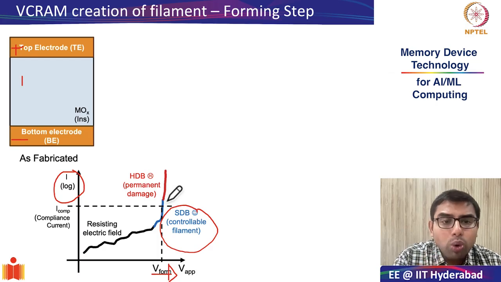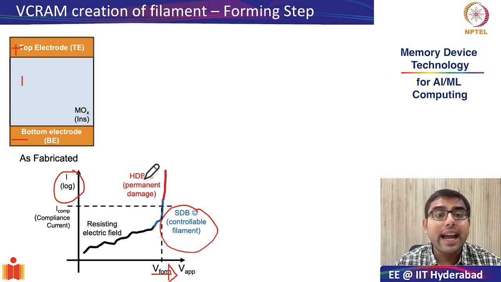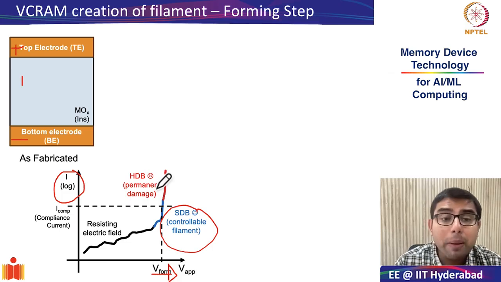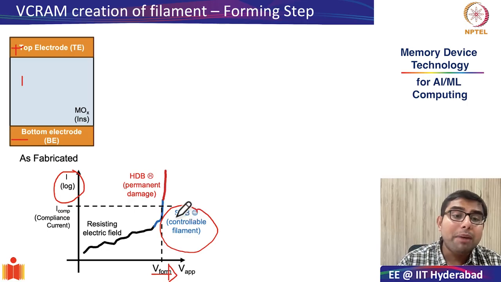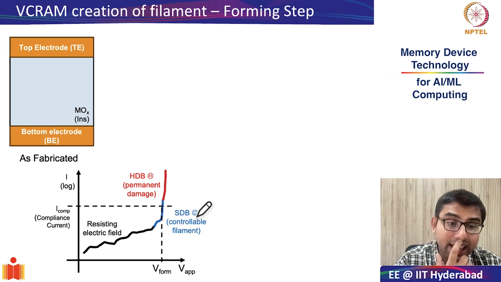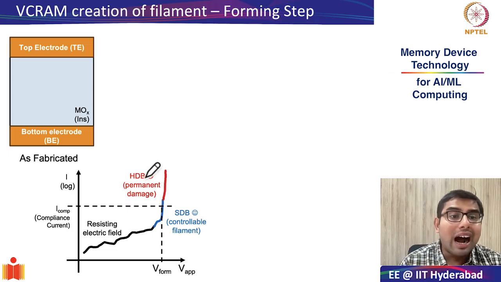Now, if you allow this particular process to continue, it may result in a hard dielectric breakdown, which is a permanent change. Remember, in our RAMs, we do not want a permanent change like fuses. We would like a controllable filament, which can be obtained through a soft dielectric breakdown. Therefore, it is absolutely essential that when you notice that the soft dielectric breakdown may eventually turn into hard dielectric breakdown, you stop the applied voltage from the external circuitry.